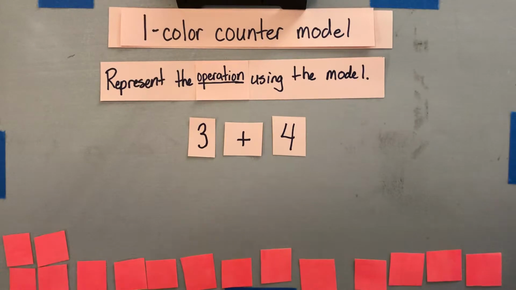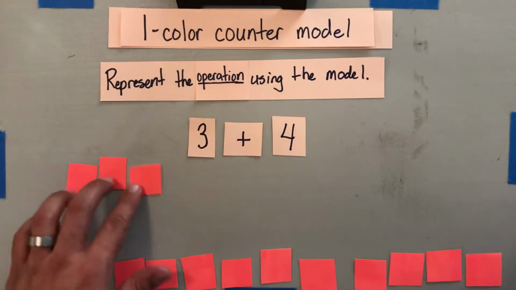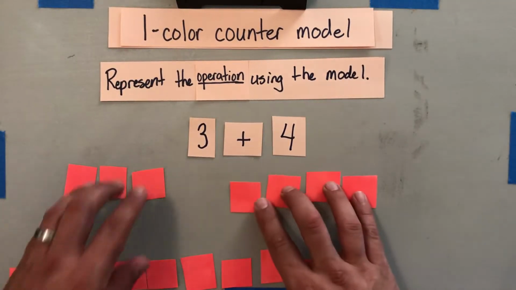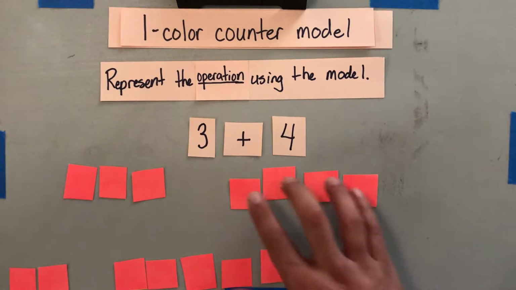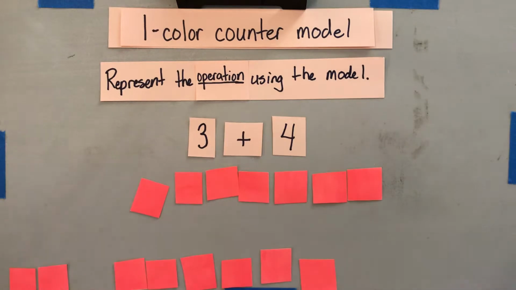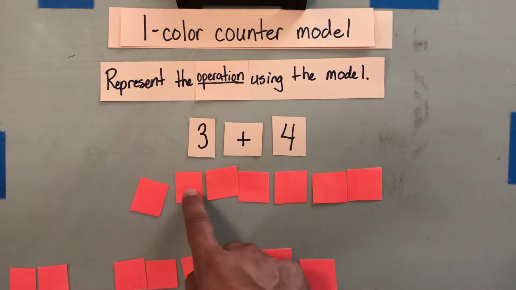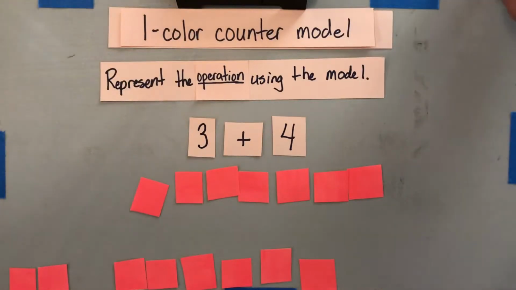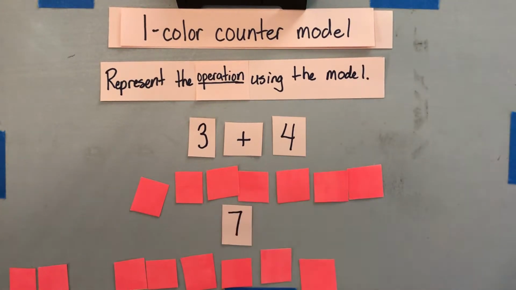Here we go. 1, 2, 3. 1, 2, 3, 4. And addition means I just join. Boom. So how many do I have altogether? 1, 2, 3, 4, 5, 6, 7. So with one colored counters, 3 plus 4 is 7.